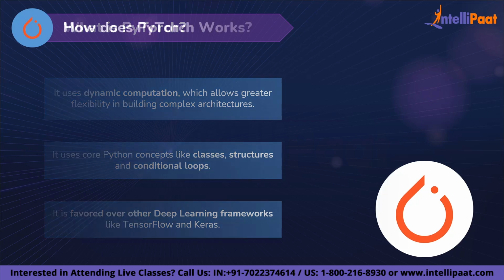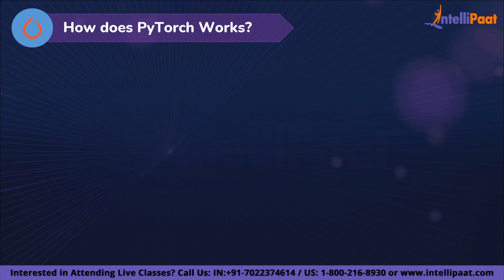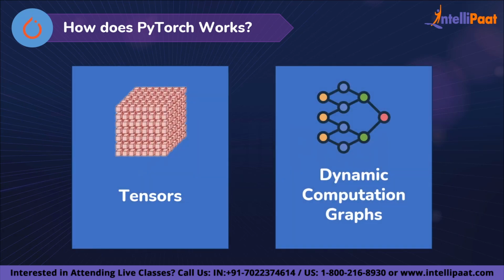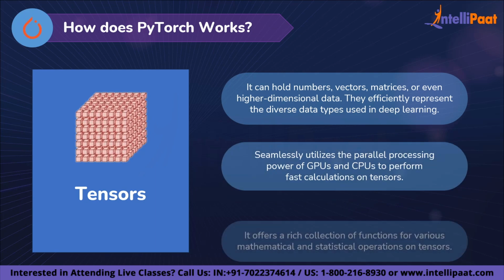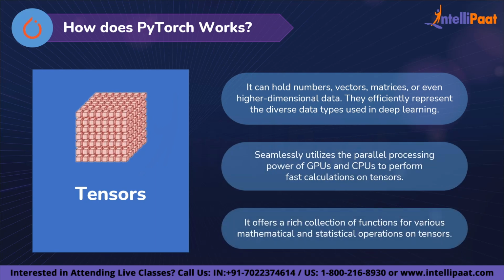in real time. Now, if we talk about how PyTorch actually works, then there are two main features that tell the working of PyTorch, that is tensors and dynamic computation graphs. So PyTorch basically works through a fascinating interplay of dynamic computation graphs and tensors. Now, if we talk about tensors, they are the data workhorses. So just think of tensors as a supercharged array that can hold numbers, vectors, matrices, or even higher dimension data. And they effectively represent the diverse data types used in deep learning.